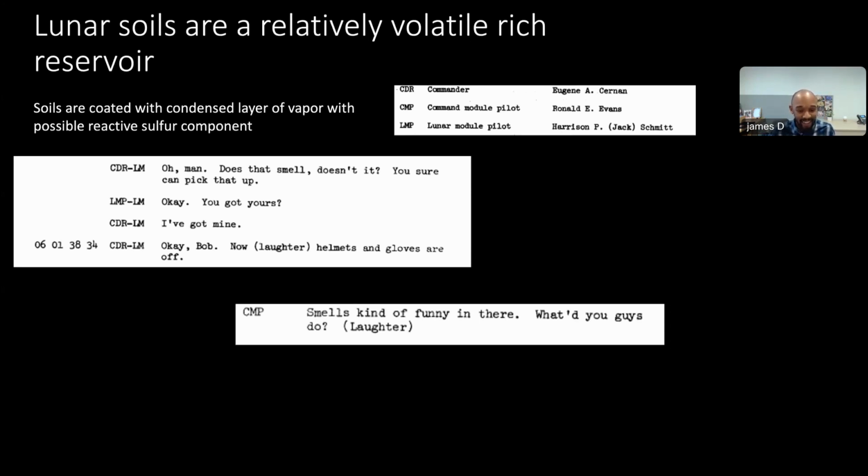And then there's another quote here. It says, "Smells kind of funny in there. What did you guys do?" And there's laughter. And so this is after the EVA and the return back to the module, and they're smelling potentially a reactive sulfur component, and they're making jokes related to someone potentially passing gas.